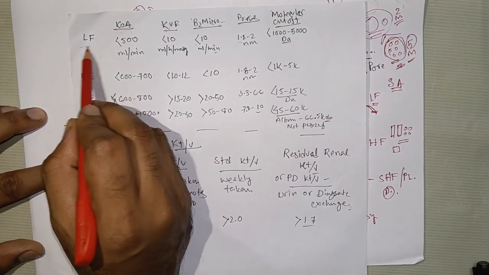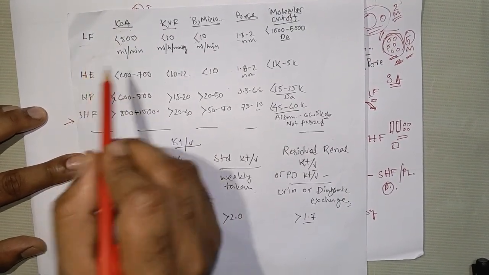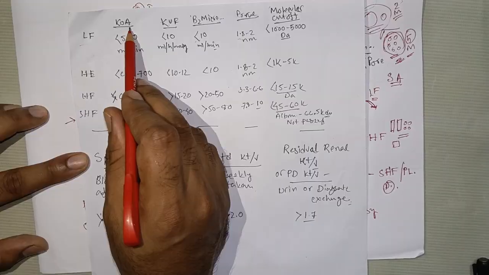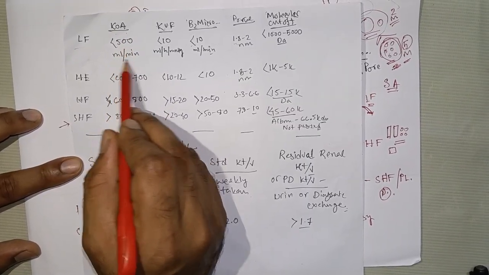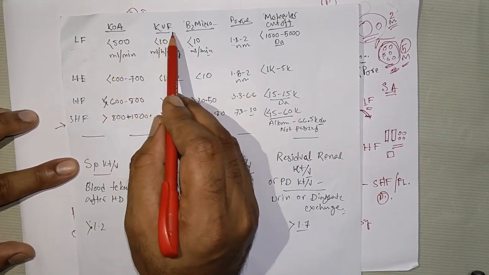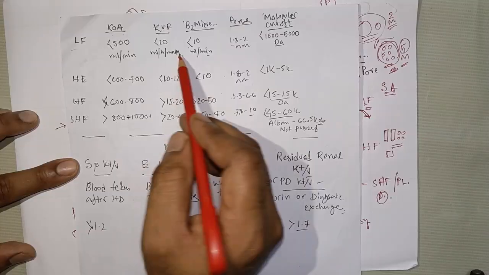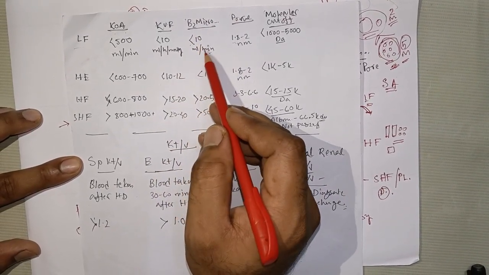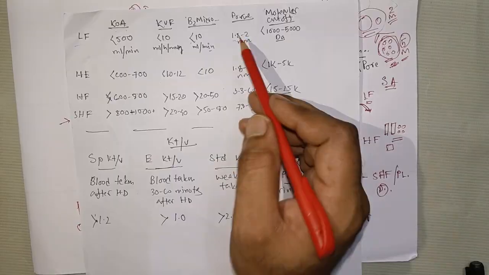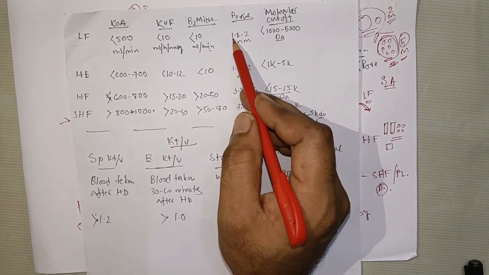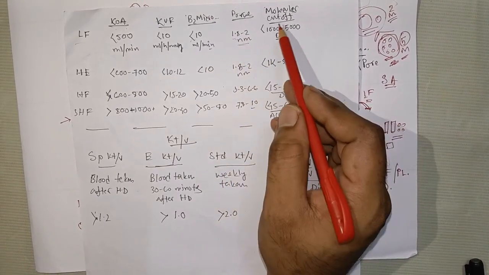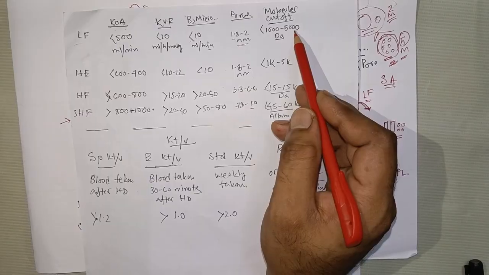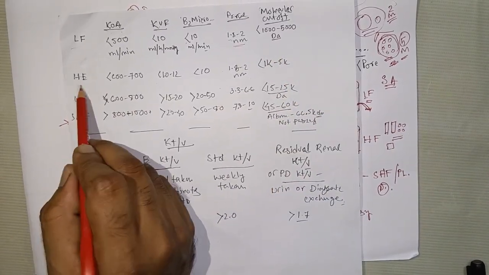So in a low flux dialyzer like F6, the clearance of urea is less than 500 ml per minute. KUF will be 10 ml per hour per mmHg. Beta 2 microglobulin clearance will be less than 10 or nothing. Pore size will be 1.8 to 2 nm, and molecular cutoff will be 100 to 5000 Dalton.